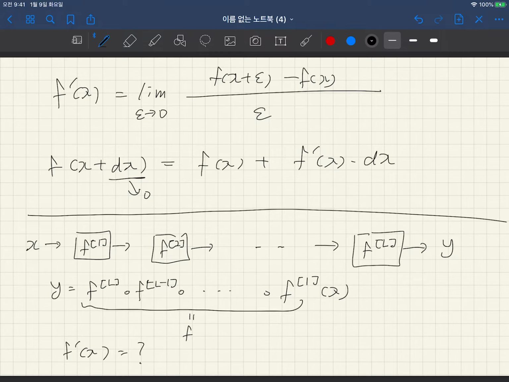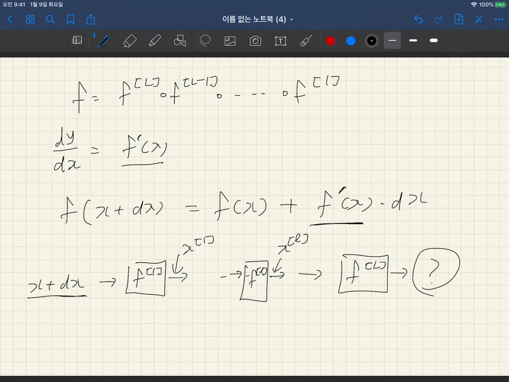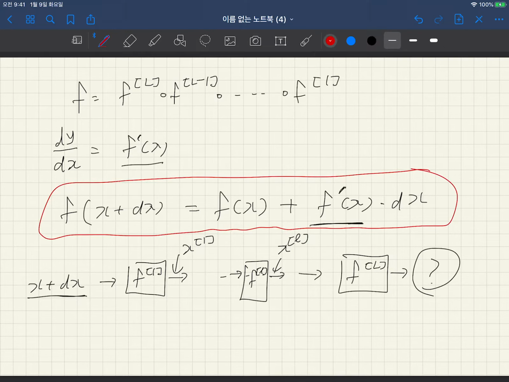To explain the detailed process, I want to introduce a few more notations. Let's say x1, x2, up to x_L denote the output right after functions f1, f2, up to f capital L. So I will use this definition to obtain f prime x.